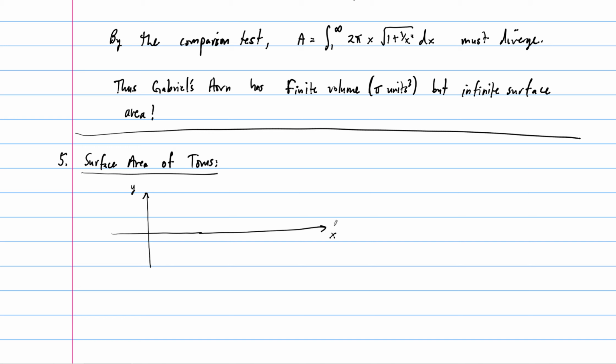So here's our y, here's our x. Let's start with a circle of radius little r. We're going to need 2 radii here. So let's start with a circle of radius little r centered at the origin. In other words, the equation of this circle is x squared plus y squared equals little r squared. And then let's say there's another radius, big R, which is bigger than little r. And I want to rotate this circle around the axis x equals R. This is how we build a torus.